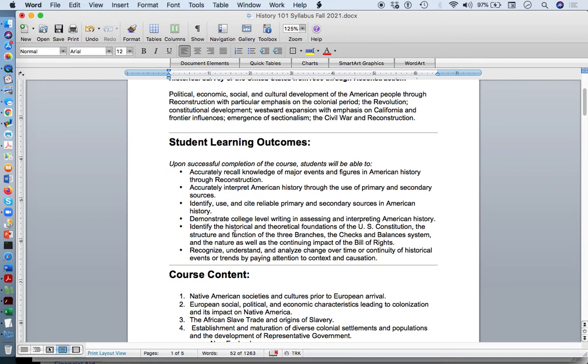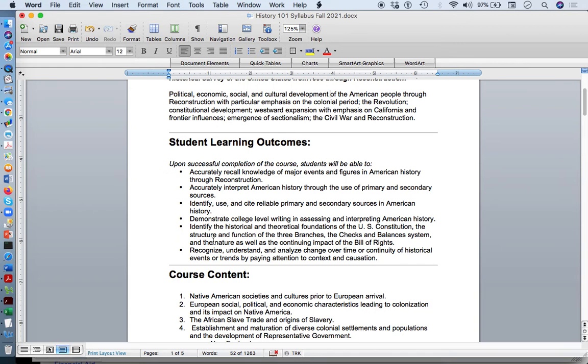Next is to demonstrate college level writing and assessing and interpreting American history. So I do expect college level writing. That doesn't mean you need to write 14 letter words. It just means that you need to be clear in your writing.